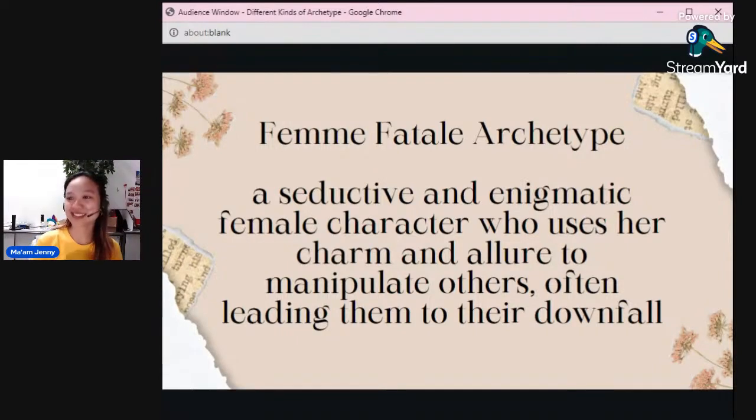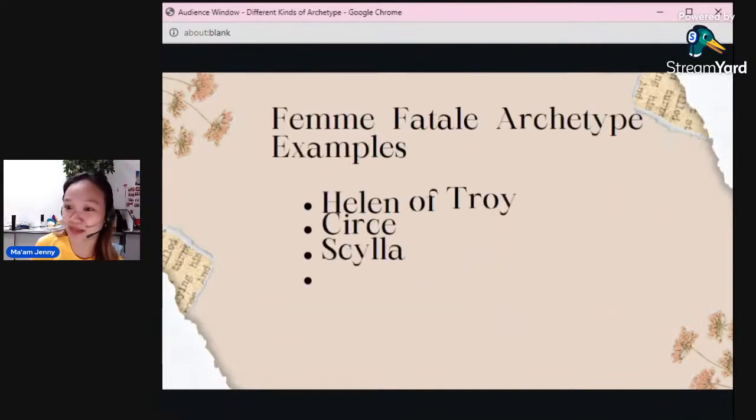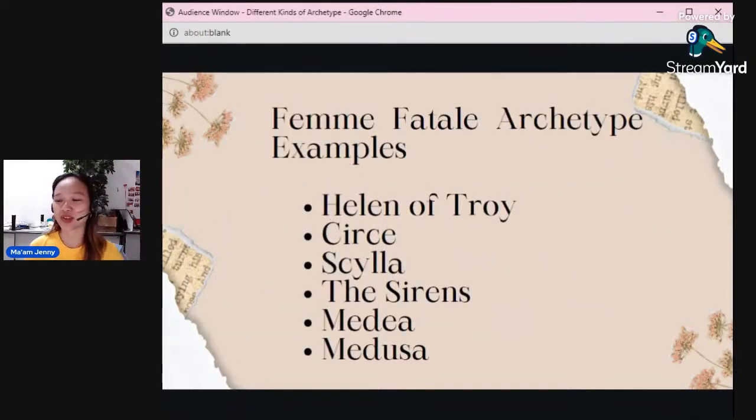So minsan, this kind of archetype is nang-aakit sila. They use their physicality, sinisiduce nila yung mga targets or their victims, and then pag nasiduce na nila, doon nila pinapatay or whatever. So that's what we call the femme fatale. Examples natin dito, marami tayong examples, lalo na sa Greek. You have Helen of Troy, Circe, Scylla, oh my God, the Sirens, Medea, Medusa.